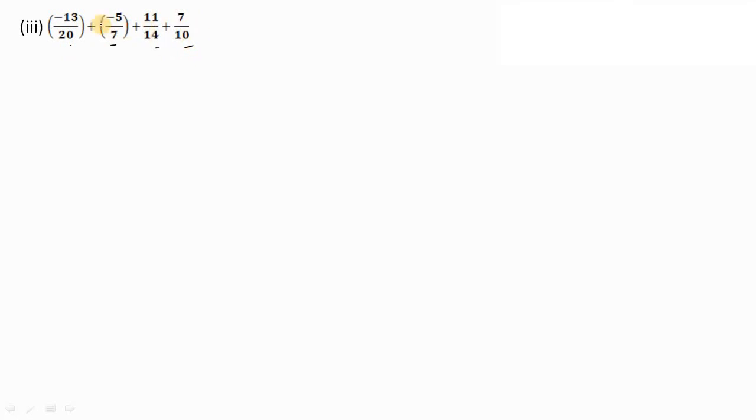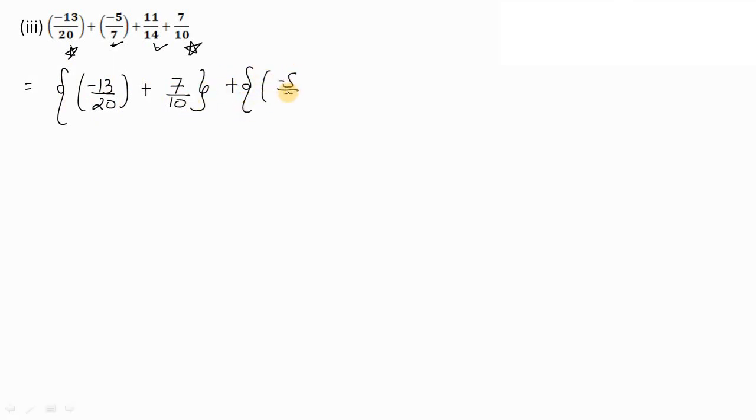So if I see the denominators of these rational numbers, I can pair this 20 denominator rational number with the 10 denominator rational number, and the 7 denominator rational number with the 14 denominator rational number. So I can write down in curly bracket minus 13 by 20 plus 7 by 10 in one bracket, and in other bracket I can write down minus 5 by 7 plus 11 by 14.